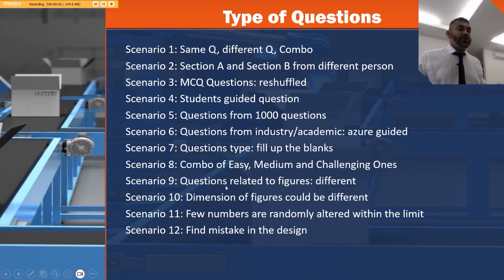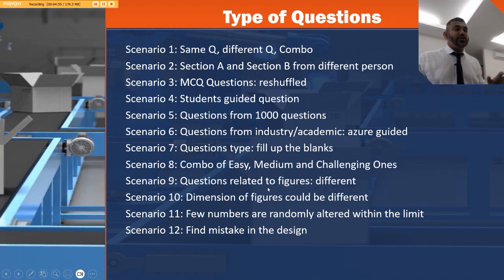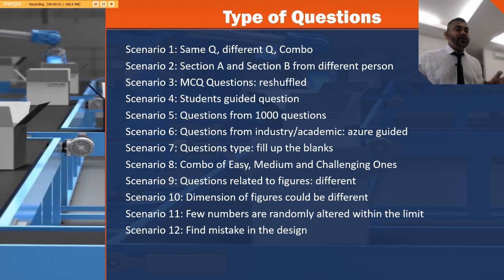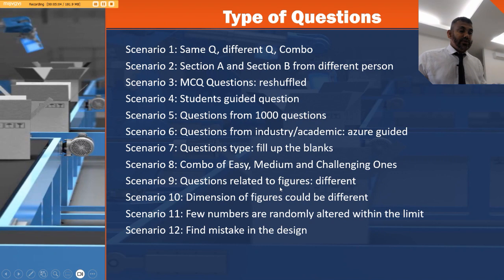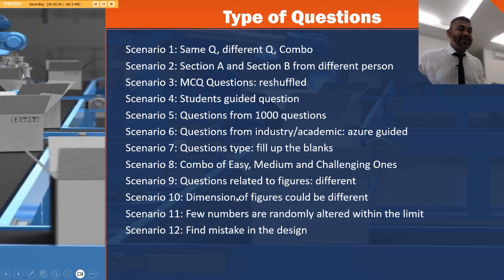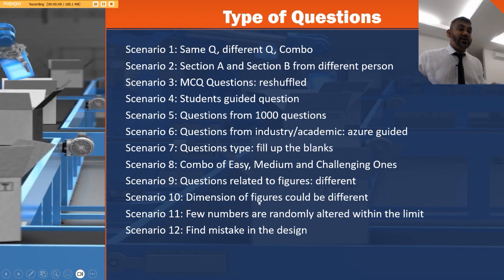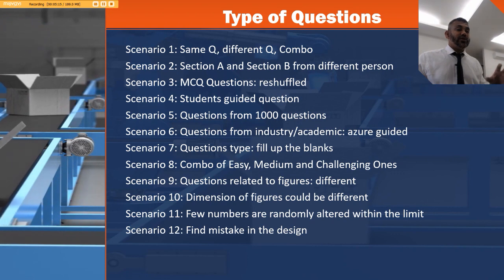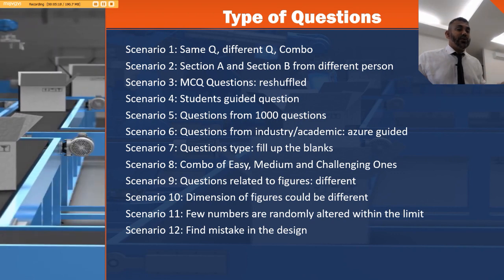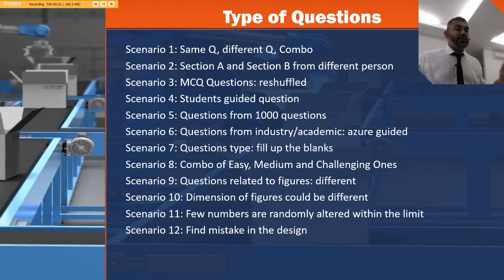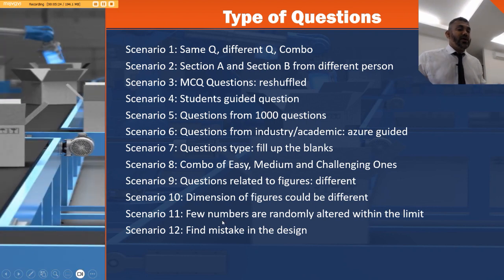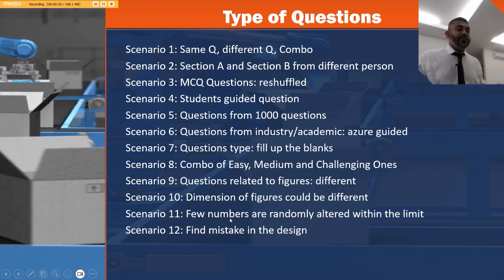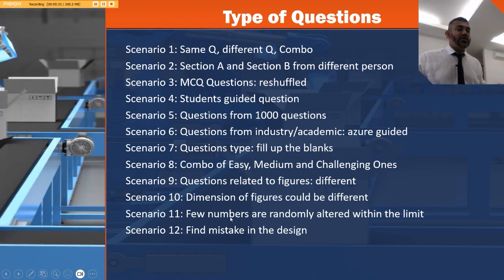Questions related to figures, so each student or examinee could have a different question and different figures attached to the question, so that can be done in seconds, as I said. Dimensions of figures could be different, so if you have the height of a column or a diameter, it could be randomly changed within a limit if you want. So the student cannot copy for assignment, test, for quality assurance, and so on, right? A few numbers are randomly altered within a limit. So if you have a design in the text, you can randomly change those numbers.